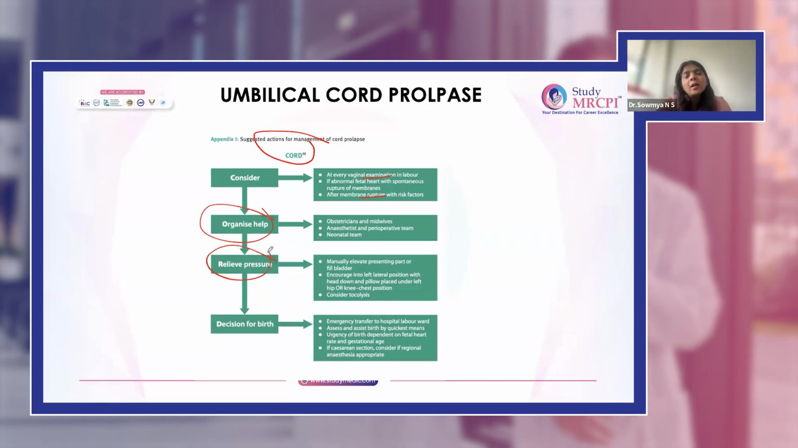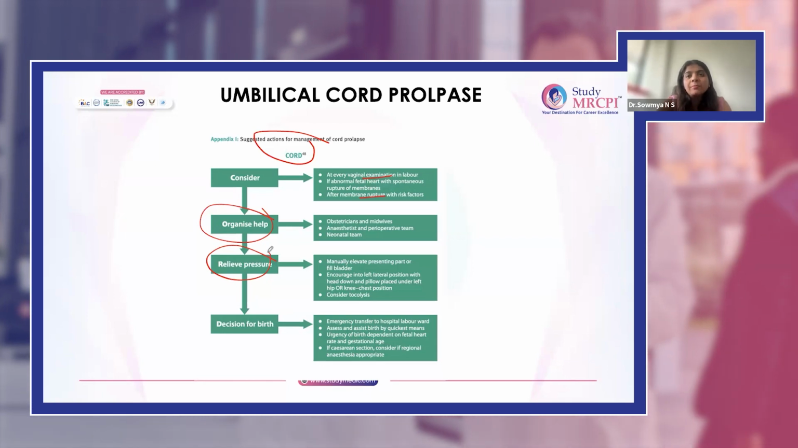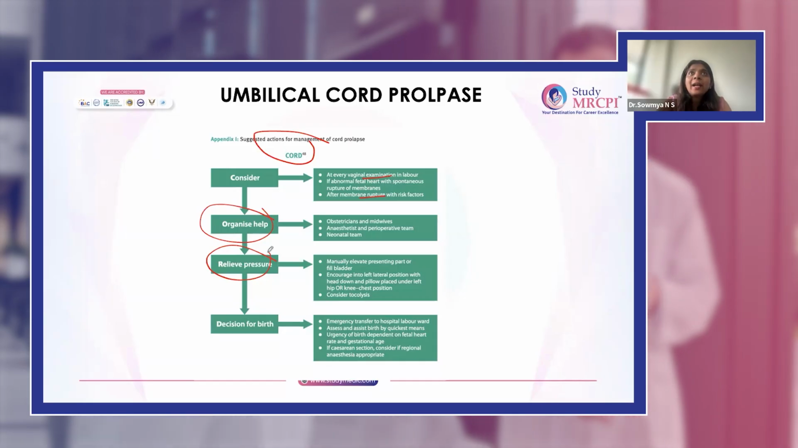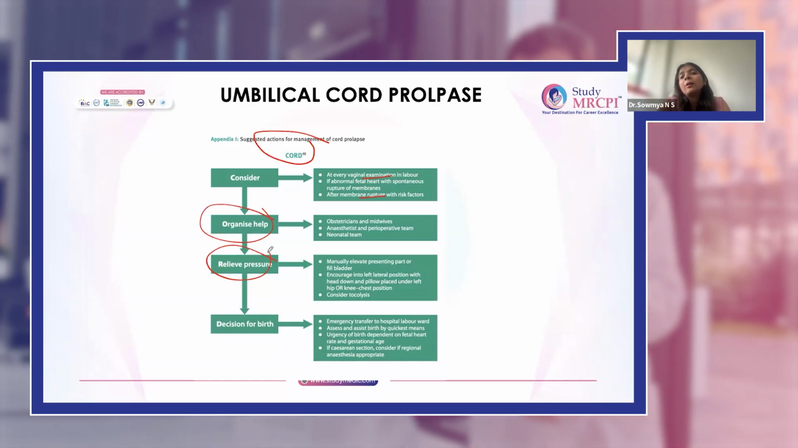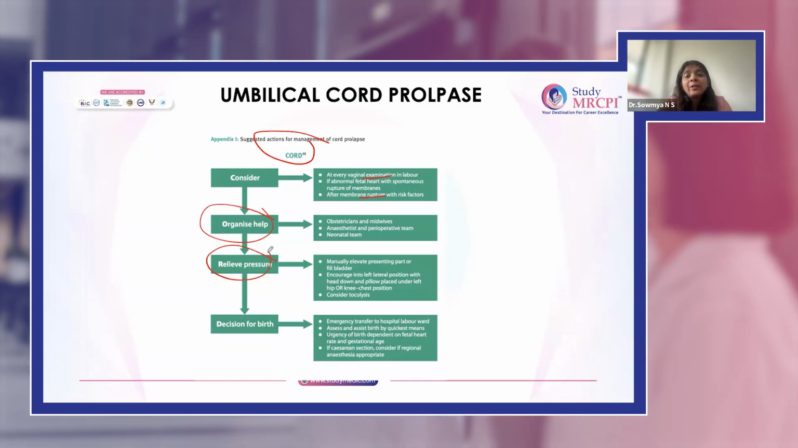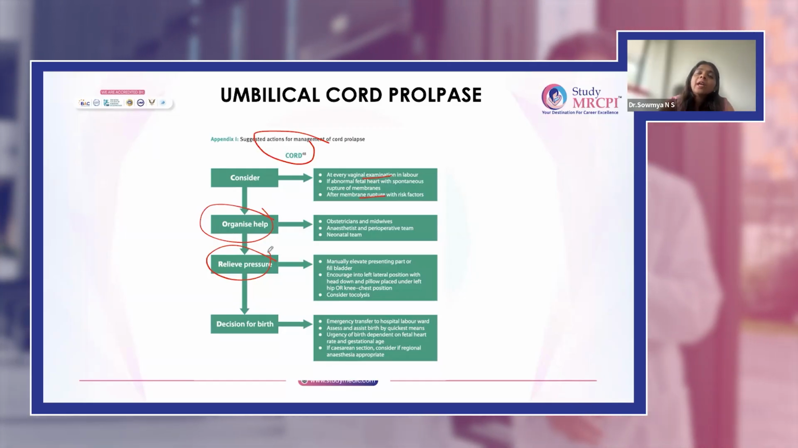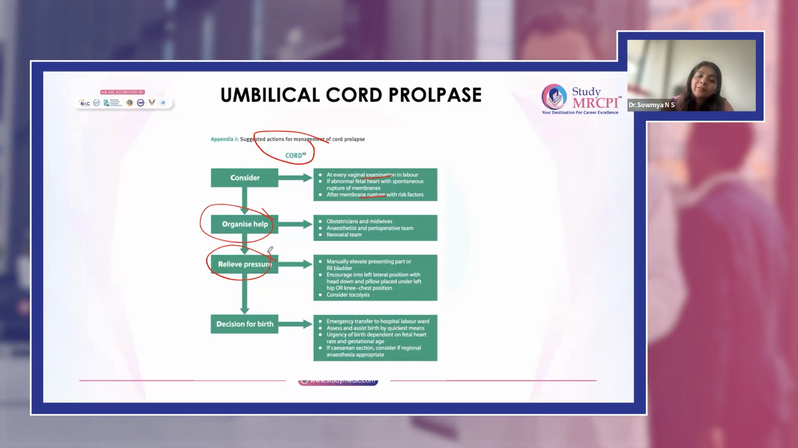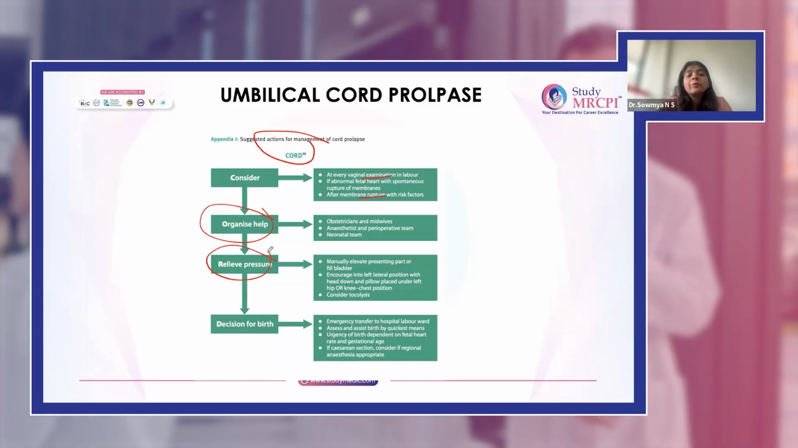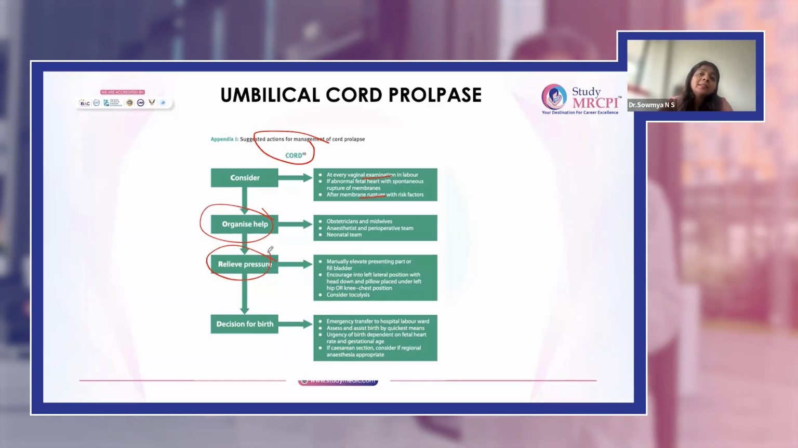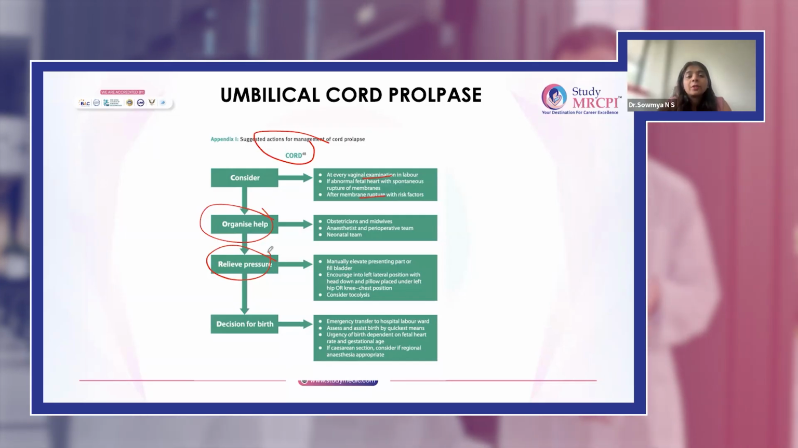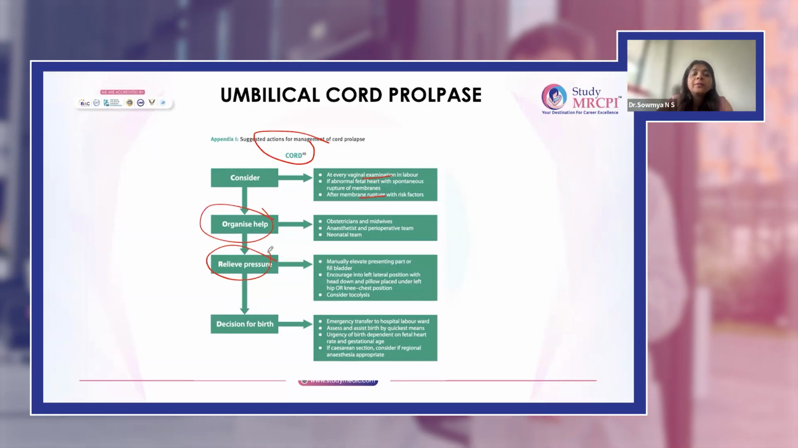Cord prolapse, you have to prevent the vasospasm. So what you do is you can fill the bladder, so automatically the umbilical cord which is prolapsed gets elevated, or you can manually elevate the presenting part. Encourage the woman to lie down in the left lateral and or the knee chest position with the head down. You can consider tocolysis if you think it takes some time to deliver. Okay, and decision for birth.